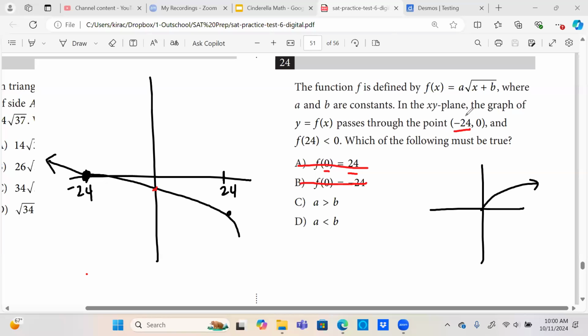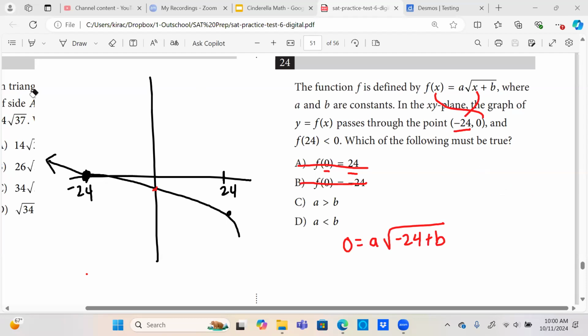Well, we know if we plug in negative 24, we get 0. So 0 equals A root negative 24 plus B. In order to take a root, and we're not going imaginary, just straight up, we need this inside to be positive. So negative 24 plus B has to be bigger or equal to 0. So B has to be bigger or equal to 0. Okay, so B is positive. Oh, no, not 0. Add 24 over. So B has to be bigger or equal to 24.